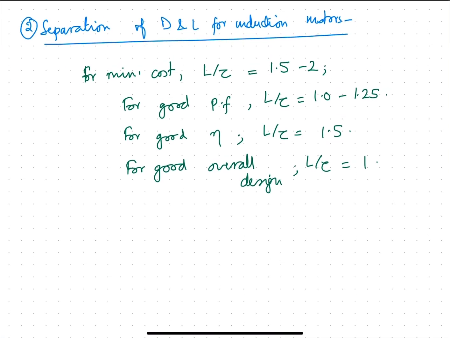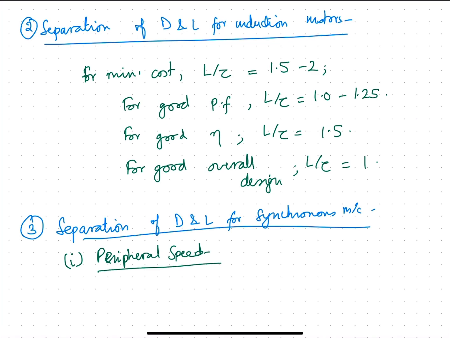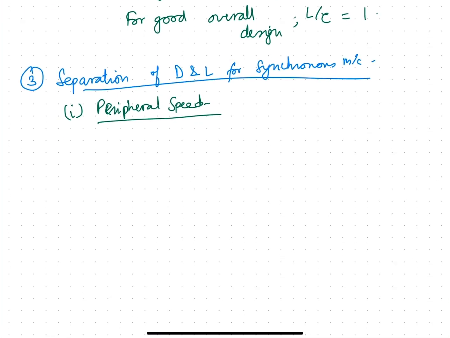And lastly, we will talk about separation of D and L for synchronous machines. The first limiting factor is the peripheral speed. So in case of synchronous machines, if we select an upper limit on the peripheral speed, we can fix the diameter D, because if the peripheral speed is exceeded, the rotor may become distorted due to centrifugal stresses.